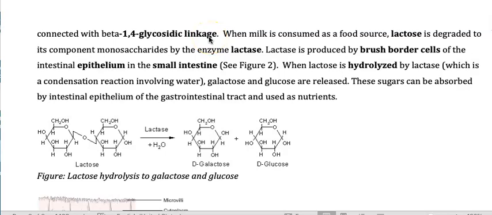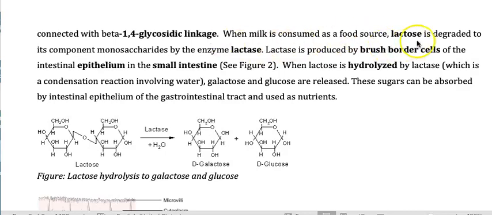What do you remember about beta glycosidic linkages? Remember when we talked about carbohydrates and we said that there are alpha linkages and there are beta linkages. Can you remember the difference between them in terms of how easily or how difficult it is for an enzyme to break them down?